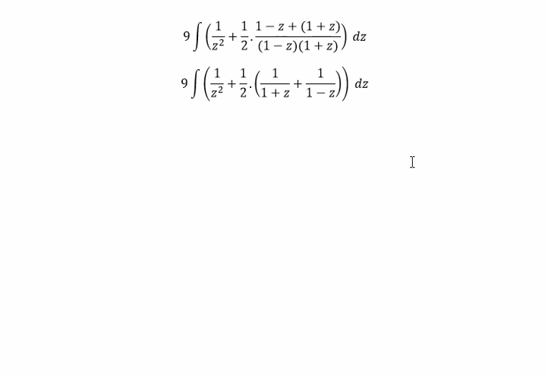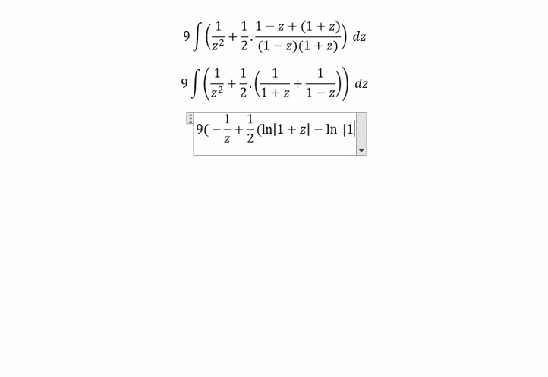And now we can get the final answer. The integral of 1 over z square, you got negative 1 over z. The integral of this one, you got ln of the absolute value of 1 plus z. The integral of this one, we have the negative z in here, so you got negative ln of 1 minus z.